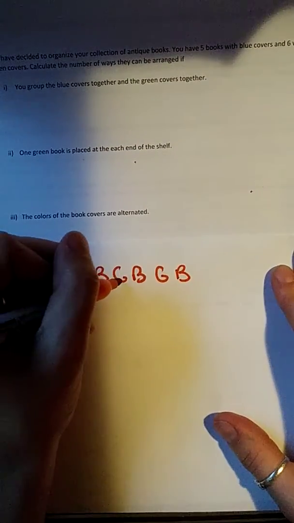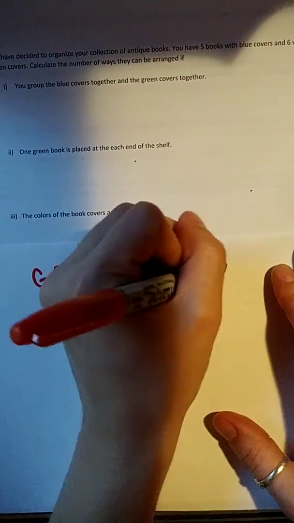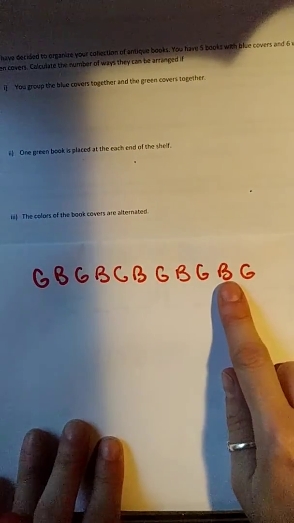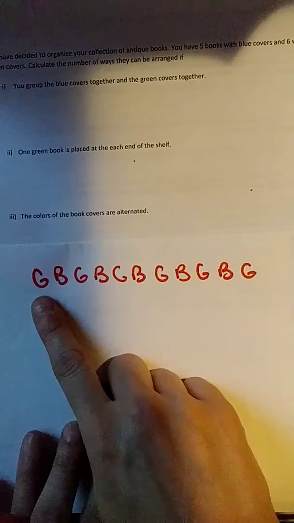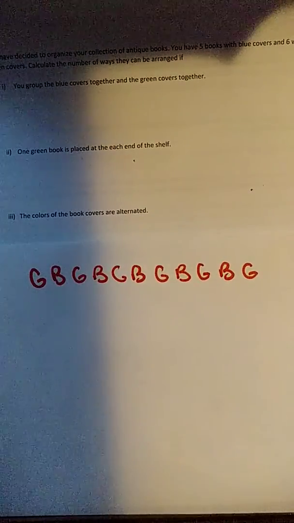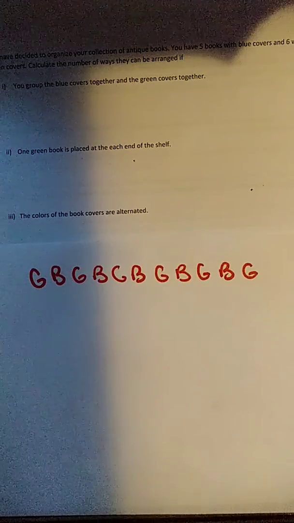So 1, 2, 3, 4, 5, 6 green books. We have 1, 2, 3, 4, 5 blue in the middle. So you see, starting with the green was perfect. Now, we have our alternated covers here, so let's figure out what our options are for each color.